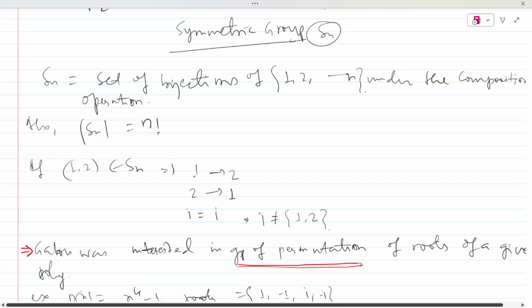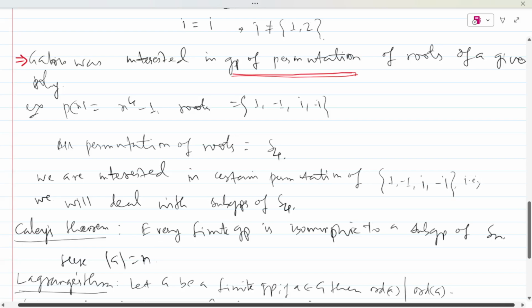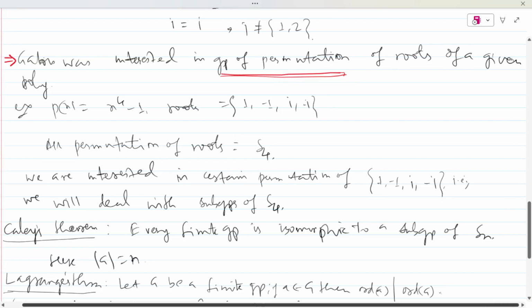Now, what was the purpose of Galois? We'll see that Galois was interested in the group of permutations of roots of a given polynomial. Suppose we have been given a polynomial, like p(x) equals x^4 minus 1, and its roots are 1, minus 1, i, minus i. So all the permutations of the roots give us S4. We are interested in certain permutations of 1, minus 1, i, minus i. That is, we will deal with subgroups of S4. We will not study the whole group S4, but we will be interested in subgroups of S4 and what their nature is, how they behave.